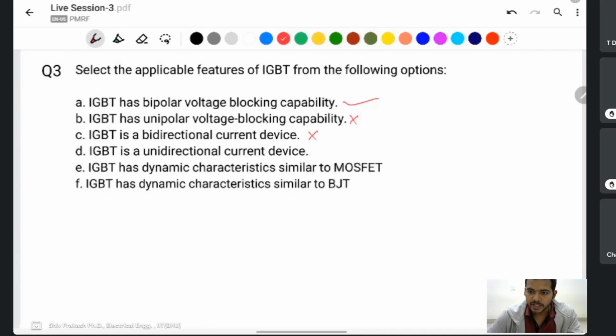Actually, an IGBT does not have an internal body diode. We add an external body diode for working, but it does not have an internal body diode. So IGBT is a unidirectional current device. Its dynamic characteristic is similar to the MOSFET, because you apply the same thing to the gate.